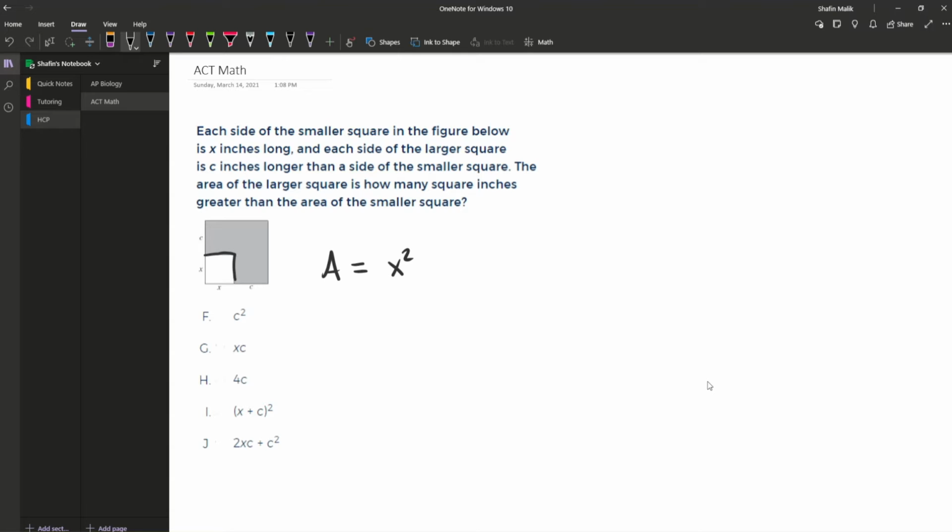The area of the larger square is how many square inches greater than the area of the smaller square, and this is the most important sentence right here, because it describes exactly what the question is looking for. So in other words, we don't want the area of the entire large square. What we want is the gray area, essentially. And the best way to get the area of the gray space is to find the area of the total large square and then subtract the white area, or the smaller square, from that.